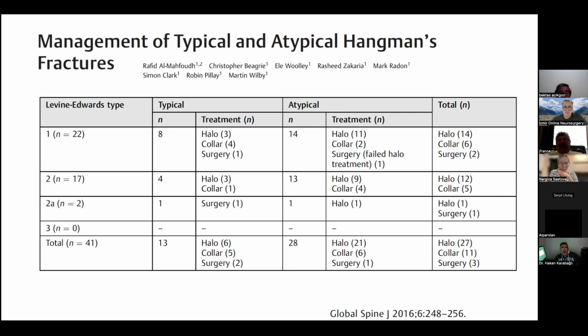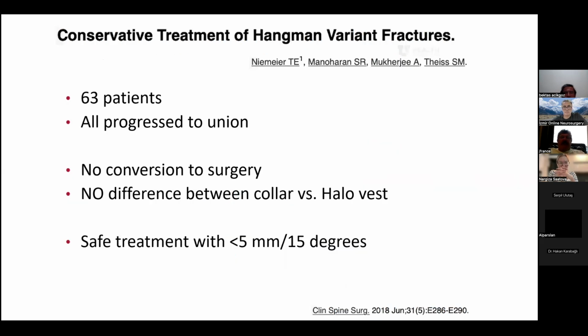If you notice in the type 1s, there was only one patient that failed halo treatment and went to surgery, and as best I can tell, they didn't develop a deficit as we would be concerned about just simply from fracture displacement. So they felt like for conservative treatment of Hangman's variant, there were 63 patients, all progressed to union. This makes sense because the surface area is better. There was no conversion to surgery other than that one patient. And they didn't find any difference between the halo and collar treatment and felt it was safe for the less severely displaced fractures.